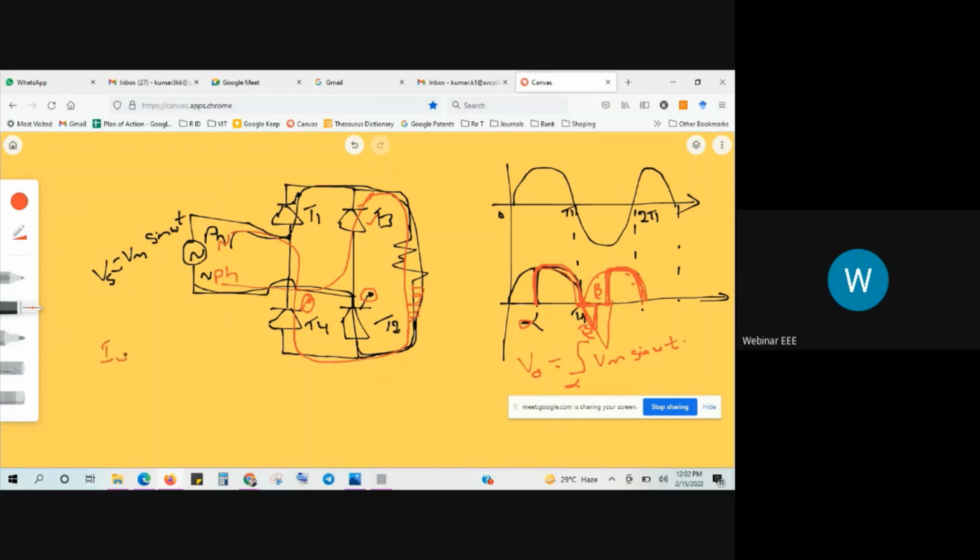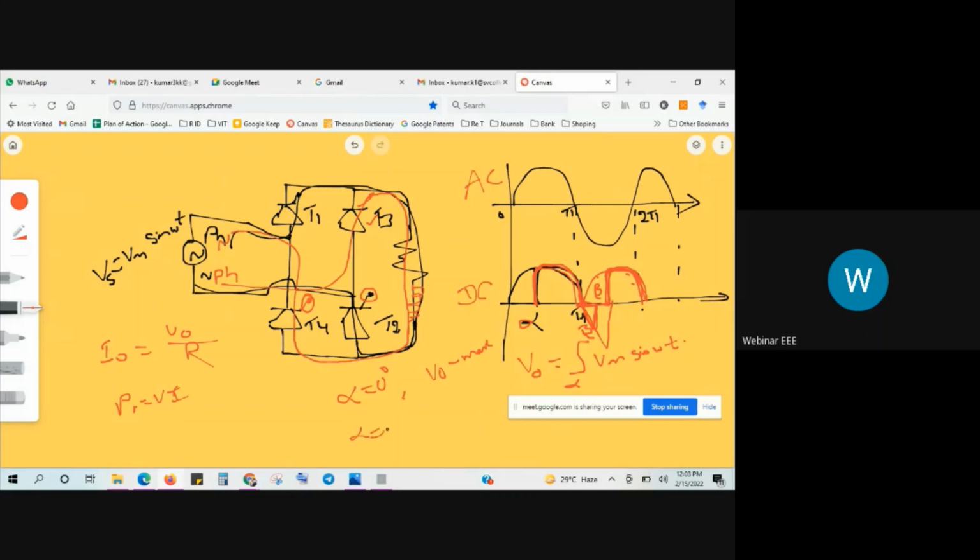So remember, I naught equal to V naught by R. As we are getting the DC output voltage, power equal to V into I. In case of DC; if you are talking about AC, we are going to add cos phi also. But here we are talking about DC, we are converting AC to DC. Simply we can write P equal to V I.